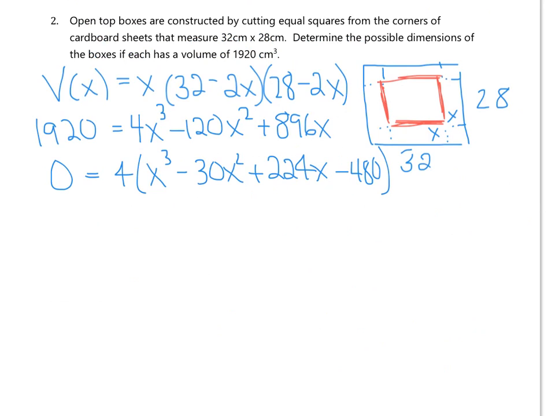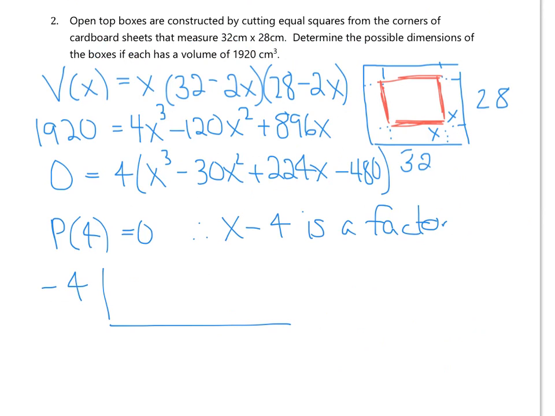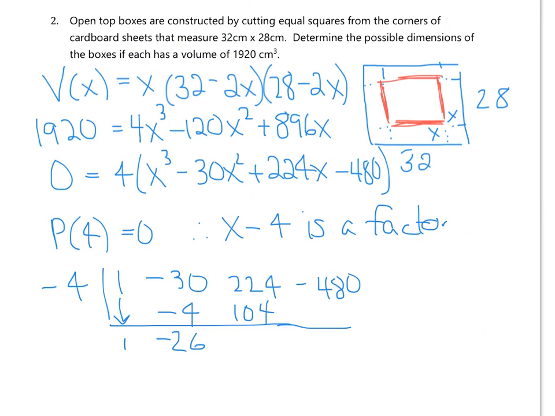Now that's quite a large polynomial that we do have to use the factor theorem for, but I can quickly see that a 4 is going to work here. So just like we did before, we're going to say p of 4 equals 0. Therefore x minus 4 is a factor. I'll set up my synthetic division. We have 1, minus 30, 224, negative 480. We bring down 1, then negative 4, we get negative 26, then 104, then 120, and conveniently negative 480, so a remainder of 0.